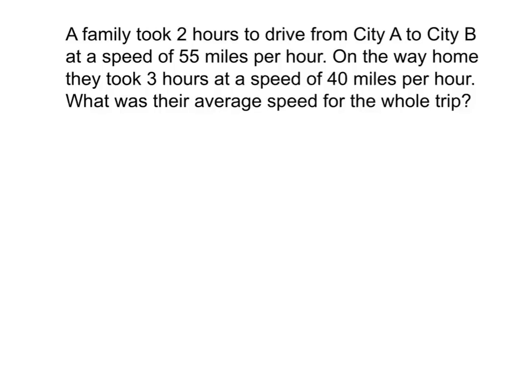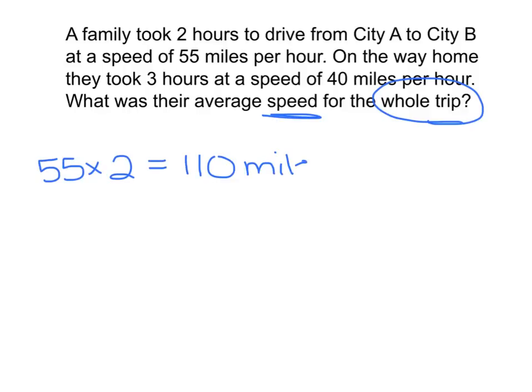So again, we're looking for speed. So we know we're going to be using the formula distance divided by time, but it is for the whole trip. So we need to find the total distance of the trip. So in the first part of the trip, it was 2 hours at 55 miles per hour. So that means they did 55 times 2, which is 110 miles in the first part of the trip.